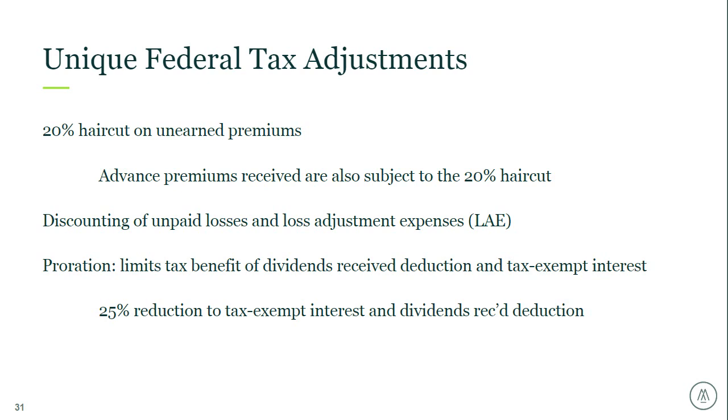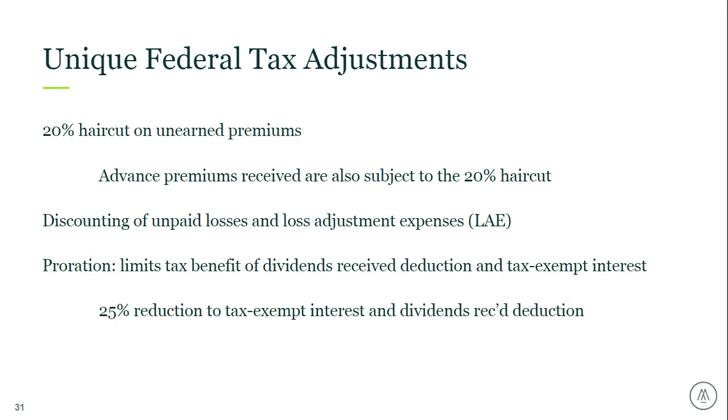There's some discounting of unpaid losses and loss adjustment expenses. These are based on tables the IRS issues every year. With the Tax Cuts and Jobs Act of 2017, the effective rates that were used for this discounting went up a little bit, but they're based on the line of insurance that is being used in the captive. And so it's an area that, if you're working with an organization that doesn't spend a lot of time with captives, can easily be overlooked.